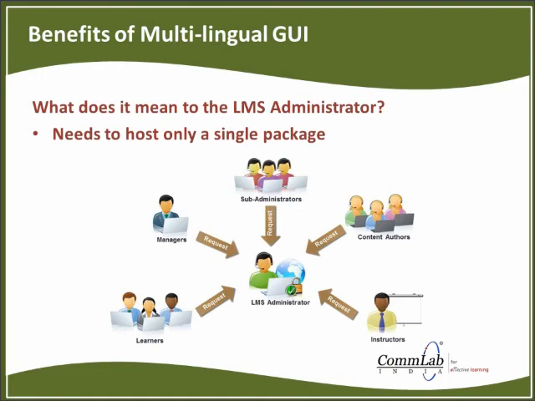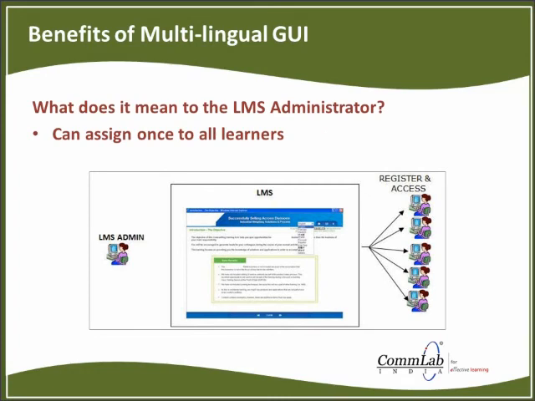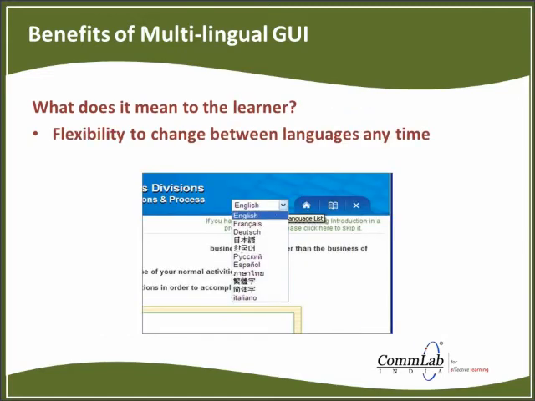With Multilingual GUI, all required language versions are integrated into a single GUI along with the English version. In this way, the LMS administrator has to host only one comprehensive package, which will include all language versions. It also means that the LMS administrator has to assign the multilingual course only once, and this course can be accessed by learners across the globe. What does it mean to the learner?